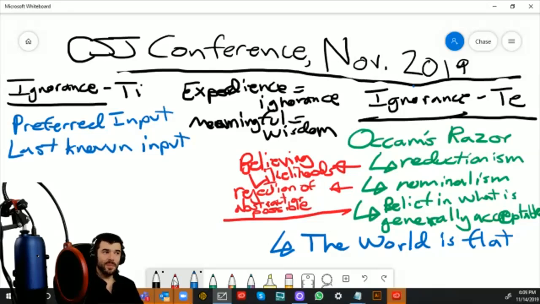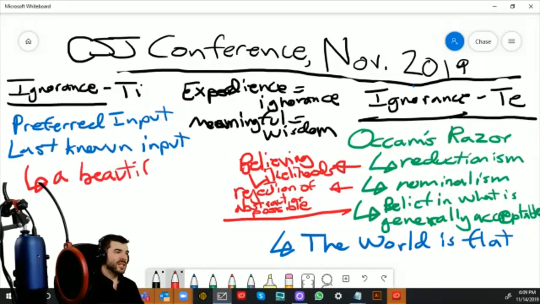Because preferred input equals echo chamber, last known input, and then they just start creating their own, they get delusional. A TI user becomes delusional with using last known input. A great example of last known input, if you want to watch a movie about that line of thinking, literally watch A Beautiful Mind, where you see this TI hero, INTP, played by Russell Crowe. His name is John Nash, the father of game theory, of all people.